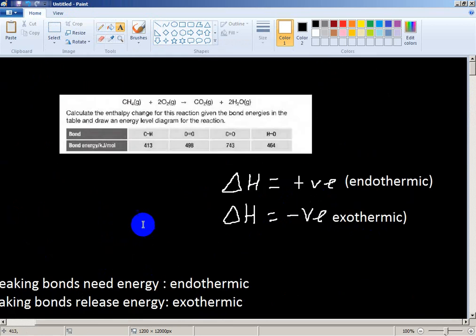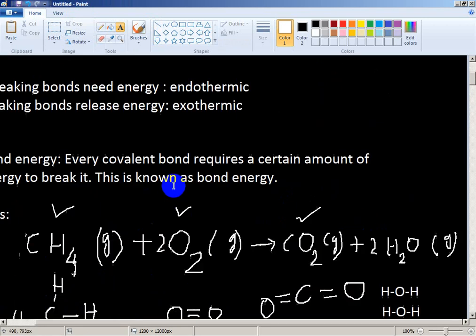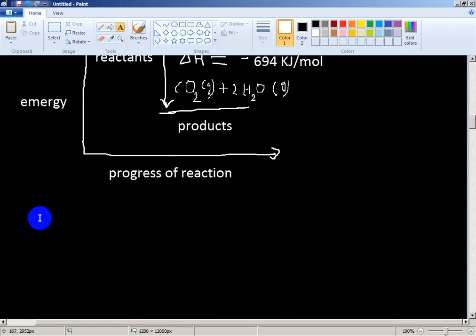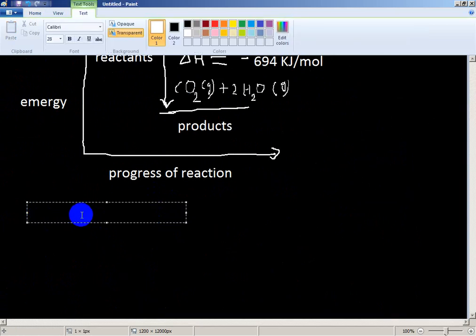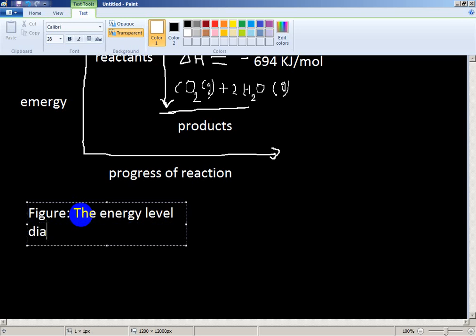In the question it says draw the energy level diagram for the reaction. So this is the title. You should give this title for this figure: the energy level diagram for the reaction.